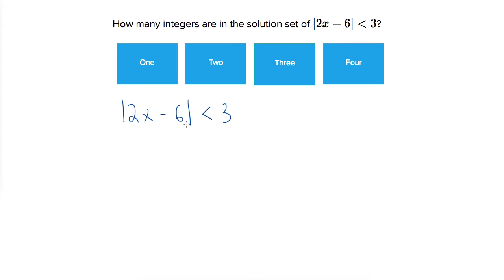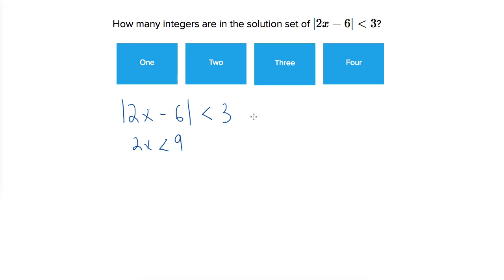First thing that I'm going to do is look at what would need to be true for it to be less than 3. I'm going to look for a cutoff where it would actually be 3 or greater. So that would make it 2x is, and I'm going to ignore the absolute value for a second. You'll see why. 2x is less than 9. So basically anything times 2 that makes it 9 or greater.